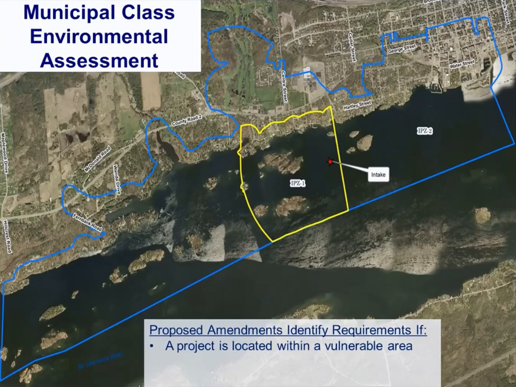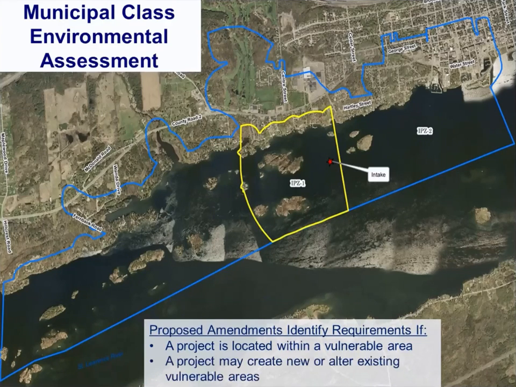Early on in the process of a Municipal Class Environmental Assessment, proponents must identify if a project could potentially occur within a vulnerable area and must document this consideration in the project file. If a project is proposed that may create new or alter existing vulnerable areas, i.e. for any proposed projects that will expand the use of existing or draw on a new source of municipal residential drinking water, source protection plans will need to be updated to incorporate these vulnerable areas.